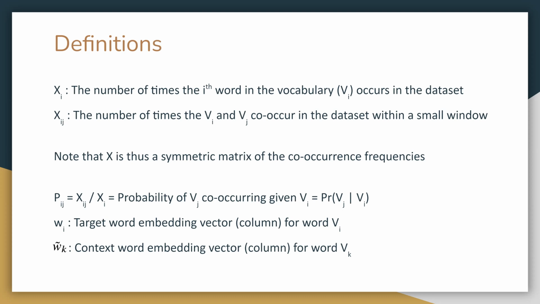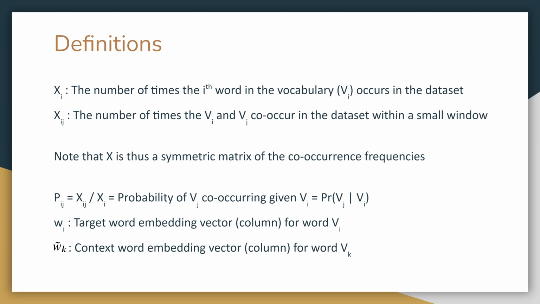Hello. So before we move on to the global vectors approach, let us define some terms. The first is X_i, which is the number of times the ith word, which we will denote by v_i, occurs in the dataset. X_ij is the number of times the word v_i and the word v_j co-occur in the dataset within a small window. One thing to note is that X is a symmetric matrix of the co-occurrence frequencies.